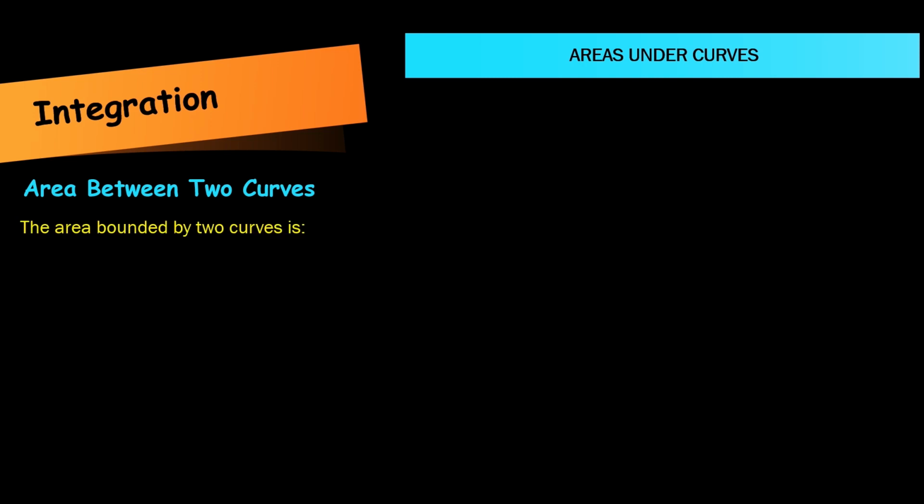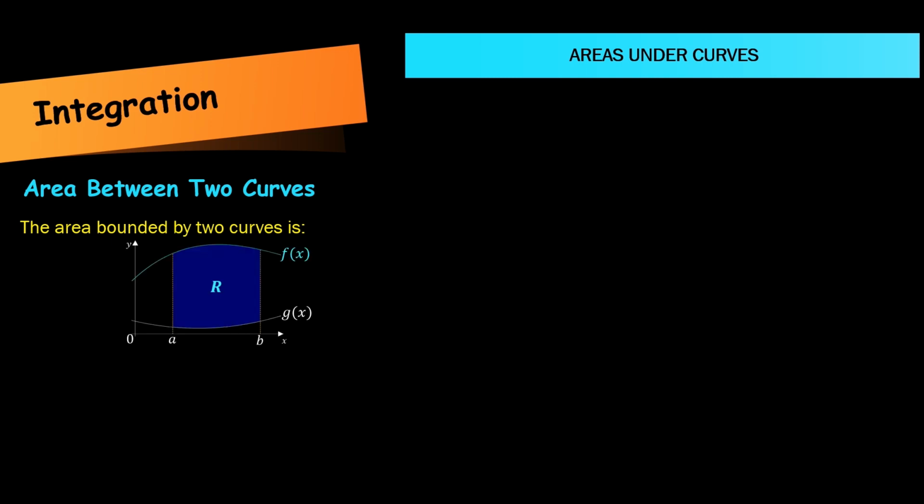We are now going to build on these ideas and look at the area between two curves. The area bounded by two curves and two lines is denoted in this diagram. So we have the function f of x and the function g of x and the lines x equals a and x equals b enclosing a region R. The area R is equal to the integral from a to b of f of x minus g of x dx. This can be rewritten as shown.